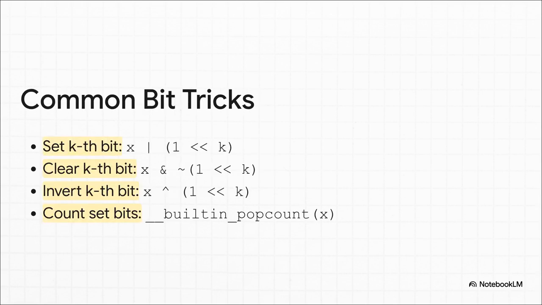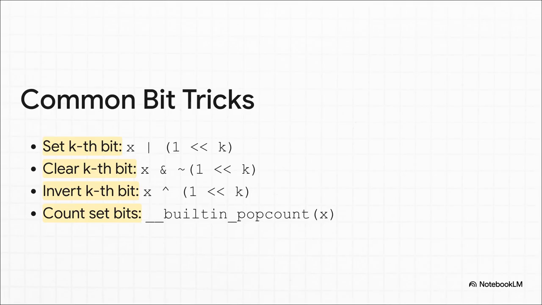Okay, so let's put these tools together into a little cheat sheet of formulas you should probably just memorize. To mess with a specific bit, let's call it the kth bit, the first thing you do is create something called a mask. That's just a number that has only that one bit turned on. You make it by doing 1 << k. Once you have your mask, you can use OR to turn the bit on, you can use AND with the inverse of the mask to turn it off, or you can use XOR to just flip it.